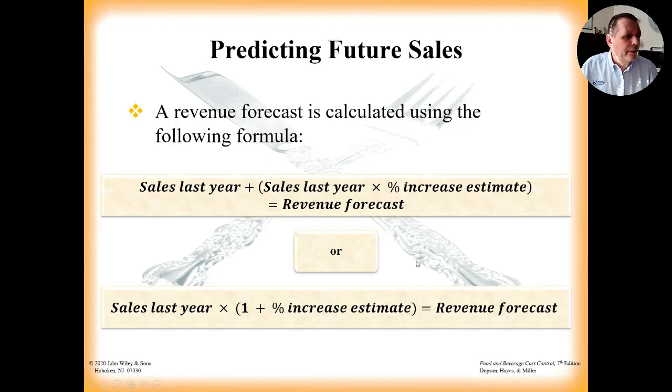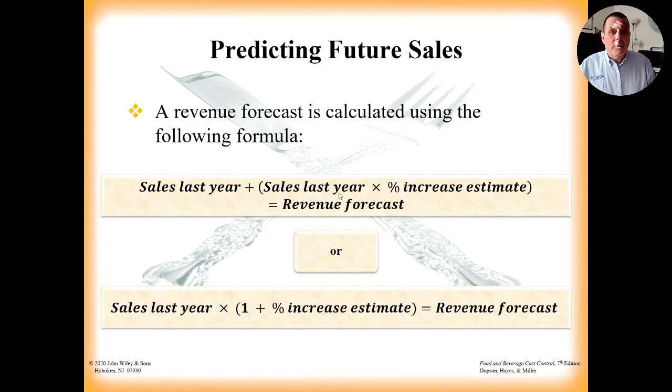So a revenue forecast is calculated using the formula sales last year plus... okay, let's back up here. I'm going to show you something. This is the formula for predicting future sales. We have sales last year plus what number? The number that we need to add to sales last year is sales last year times the increased estimate. The increased estimate would be our projected variance percentage.